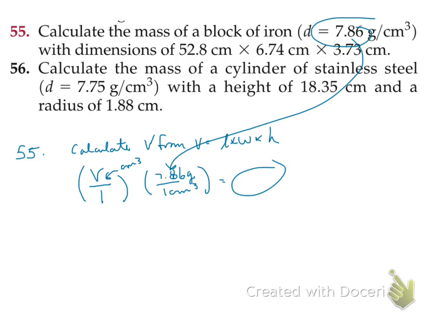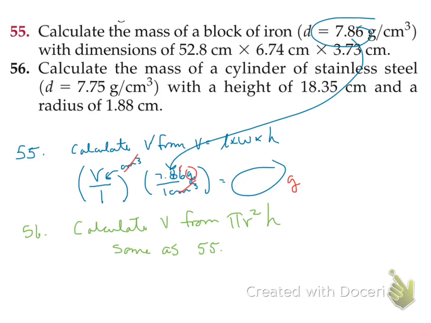So this is a volume to mass problem. The only catch here is to calculate the volume ahead of time: length times width times height. Then you can use that volume in centimeters cubed and just plug in the density of iron. Centimeters cubed will cancel, and you're left with units of grams. You're done.